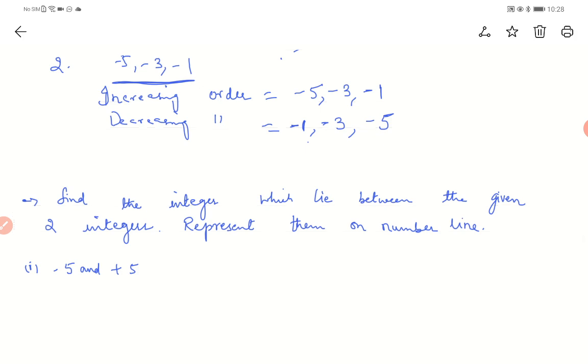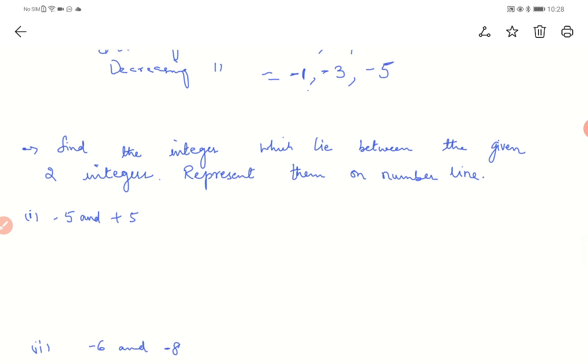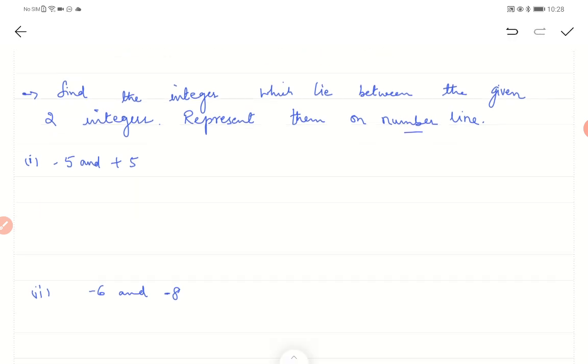Now you have integers. Two integers will be given. You need to find all the integers between them and represent them on the number line. It's just like in whole numbers, if two whole numbers are given, 2 and 5, you need to write the whole numbers between 2 and 5. How many do we have? 3 and 4, right? So 3 and 4 are the middle numbers of 2 and 5.